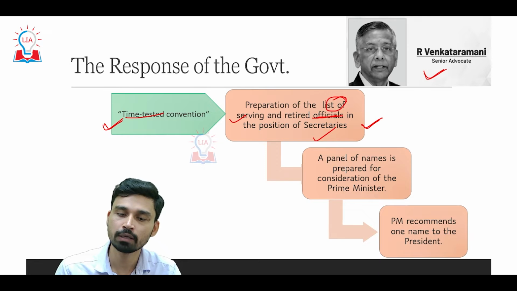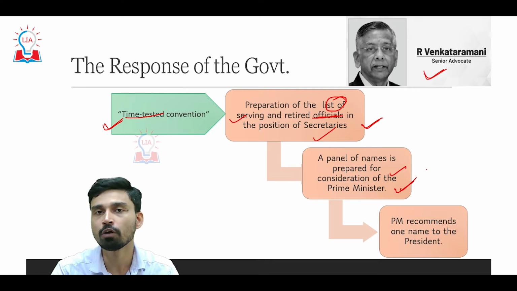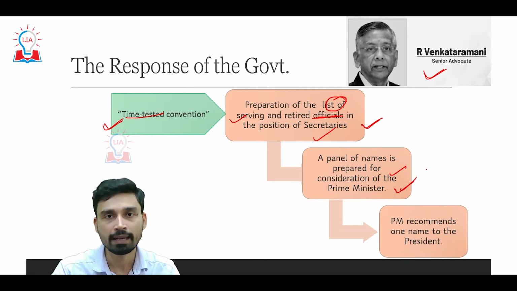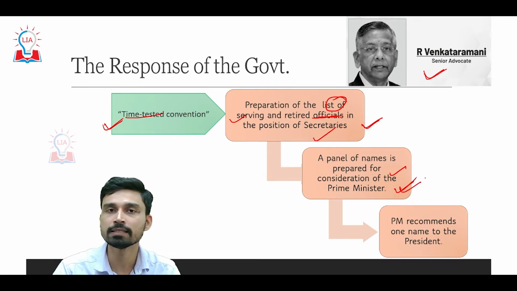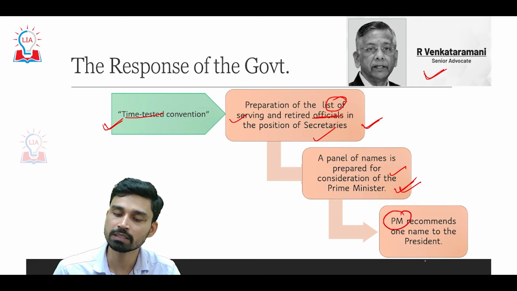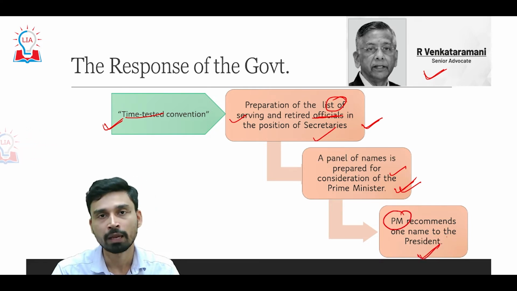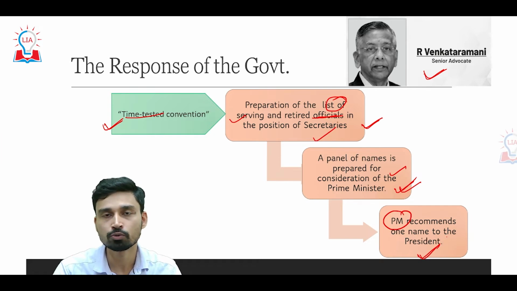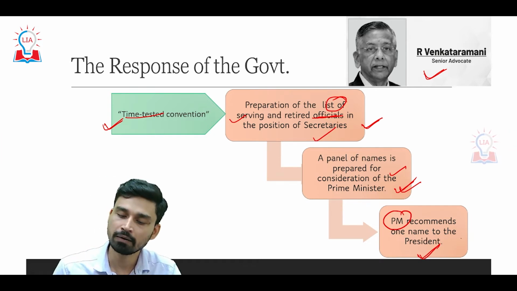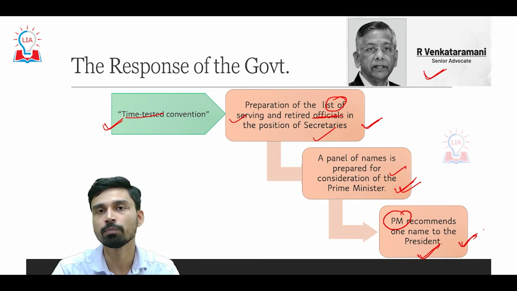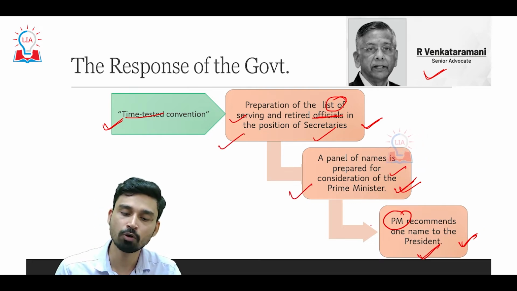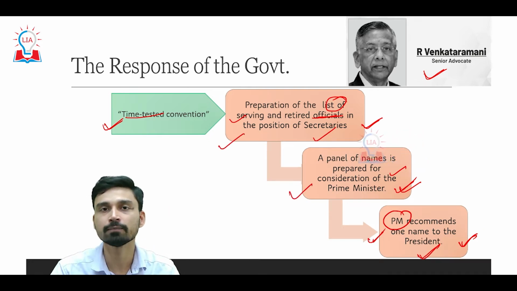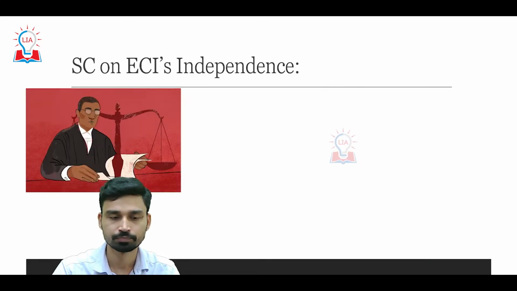Once this list is prepared, a panel of names is prepared from it and submitted for the consideration of the Prime Minister for the appointment of the election commissioners. Once the Prime Minister looks at this list, then using his own intelligence, he comes to a name, and this name is finally recommended to the President of India. After the recommendation is submitted, the note associated with it is also submitted to the president. After that, the president appoints the election commissioner according to the power vested in him by the Constitution of India. So this same procedure has been followed for the appointment of the current election commissioner.